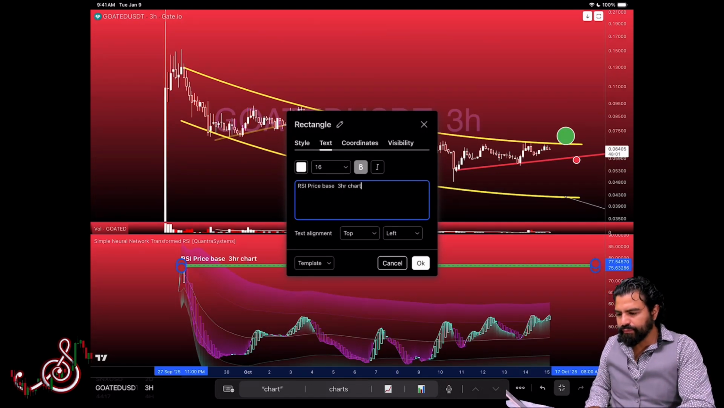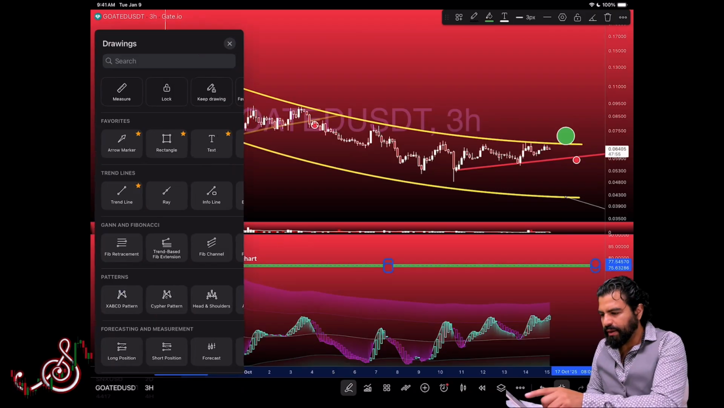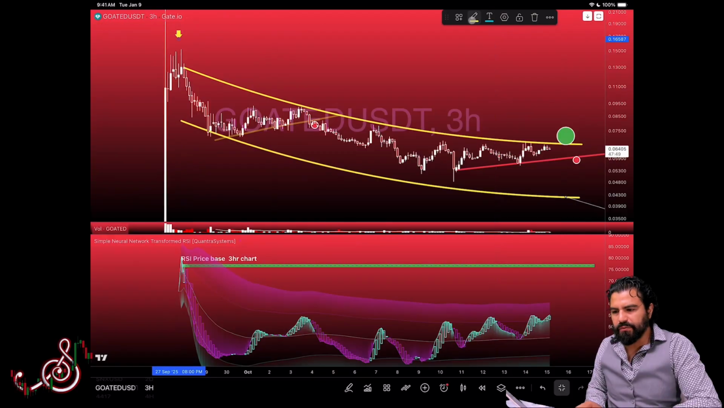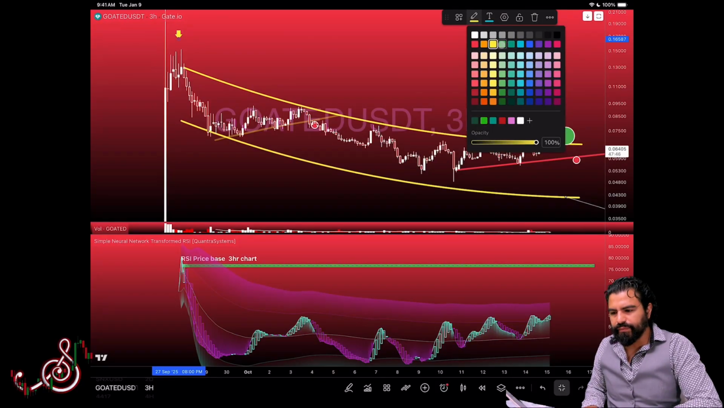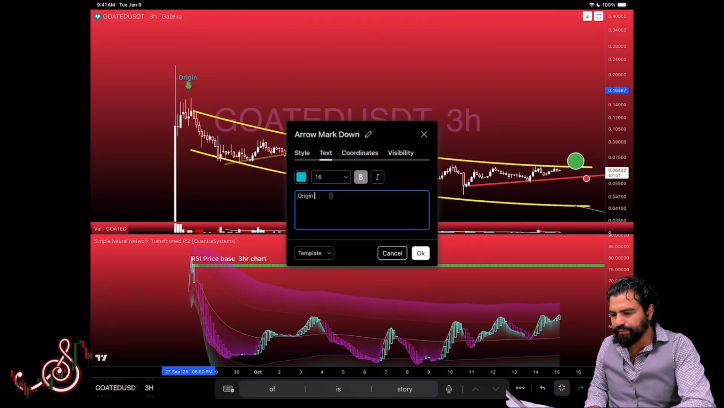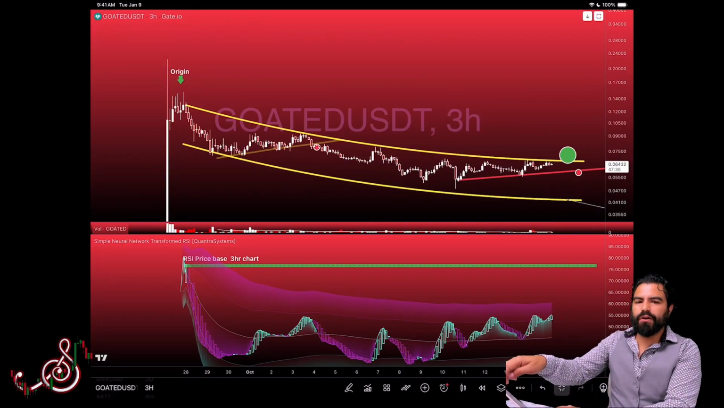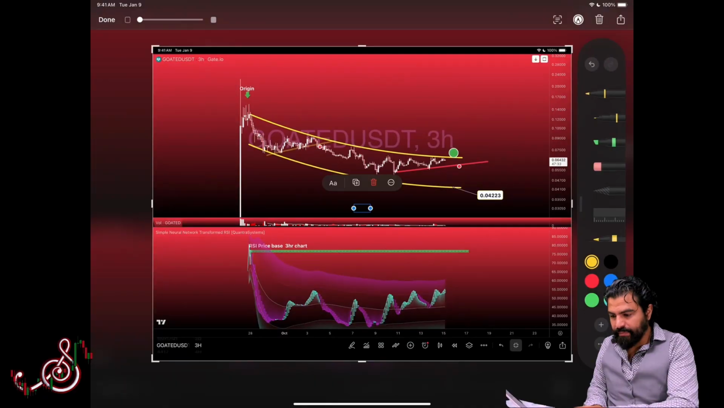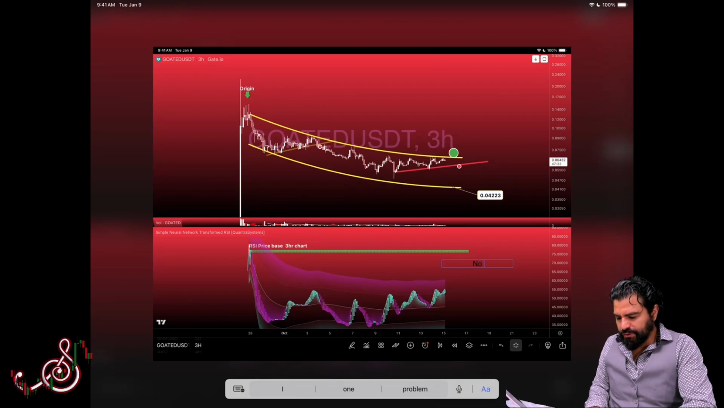So I'm going to put RSI price base, 3-hour chart, and then we're going to give this a color, and I'm going to put it here and write the word origin, and I'll match the color to green. Origin. Okay, so no trades triggered by this RSI price base. But there's more trades that are triggered, and I'll show you where they are. No trades triggered by first 3-hour RSI.